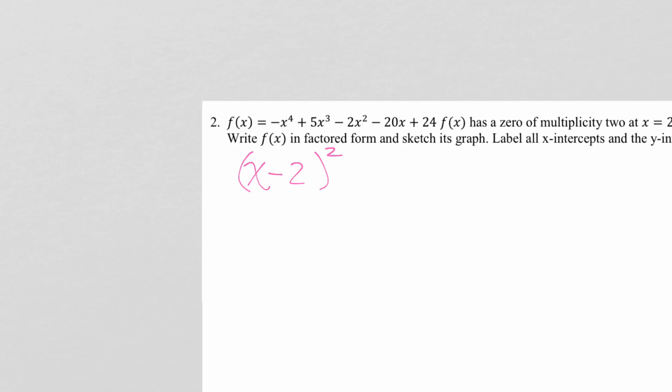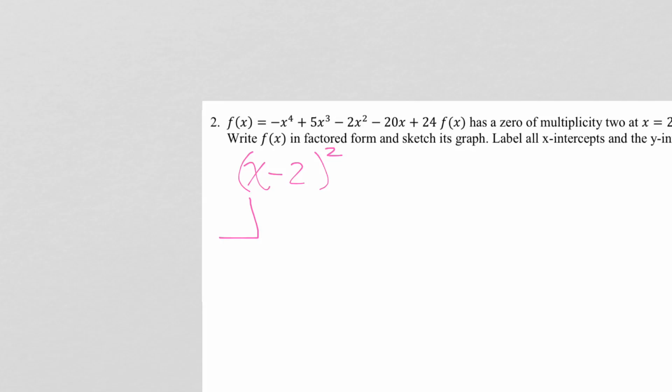So two options here. You could either expand that x minus 2 squared and get x squared minus 4x plus 4, and then do a long division once. Or, if you're like me, you're going to do synthetic division twice, because it's a lot quicker and easier than long division. So let's set up our synthetic division problem.